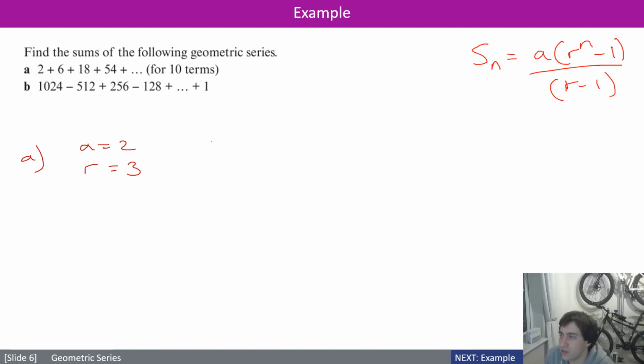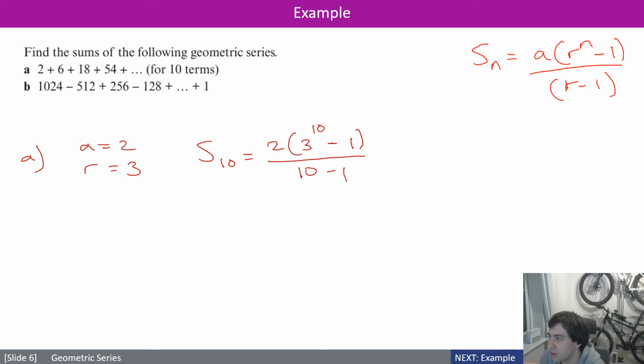So this is easy. The sum to 10 terms, and we use the formula, is 2 times 3 to the power of 10 minus 1 down here, all over 3 minus 1. I'm just going to point out, by the way, you've now got four formulas so far in the last couple of days.